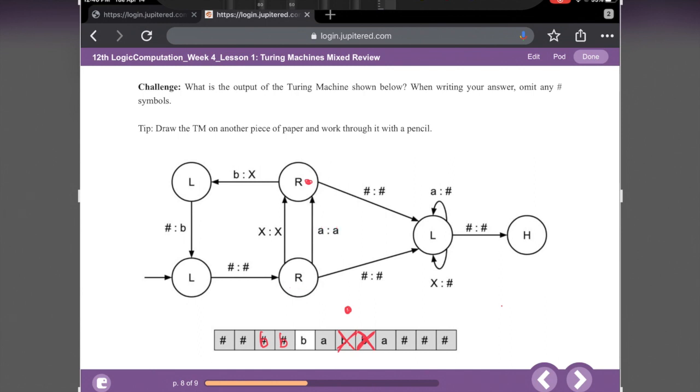Okay, so now we're currently here. There are no state transitions for what happens if you see an X, so instead we're just going to go to the right. Okay, and we go to the right again. Okay, and we see an A. Let's see, there are no state transitions for what happens if you read an A from this position here, so instead we go to the right again. Okay, now we're here. We see a pound sign. If you see a pound sign, it says that you can replace it with the pound sign and then go to the left.